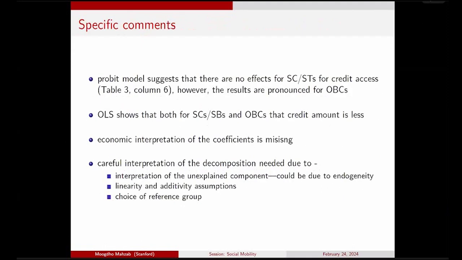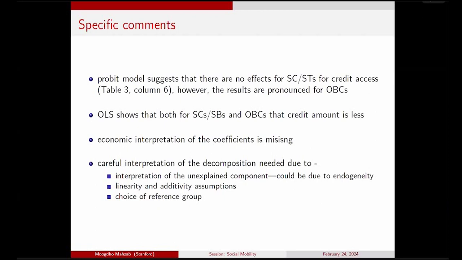So overall, one particular point which is very important: the Probit model in the paper. If you see table 3, column 6, where the authors have controlled for all the independent variables, the impact on SCHTs for credit access is statistically insignificant. So I would be a bit more careful saying that credit access is lower for SCHTs compared to FCs, because that particular regression, which is the important one, actually shows a statistically insignificant effect.